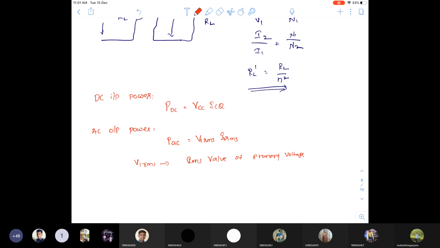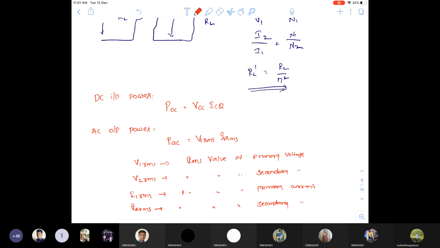V2 RMS into I2 RMS, that is, the RMS value of secondary voltage times the RMS value of secondary current. Or I1 RMS, the RMS value of primary current. I2 RMS means the RMS value of secondary current. So these are the definitions.